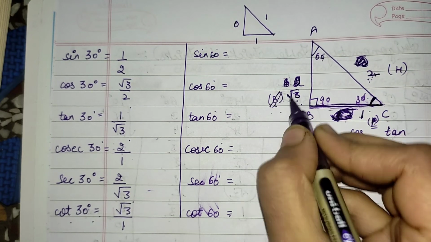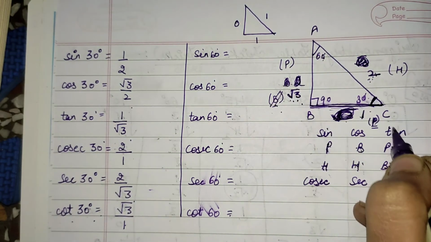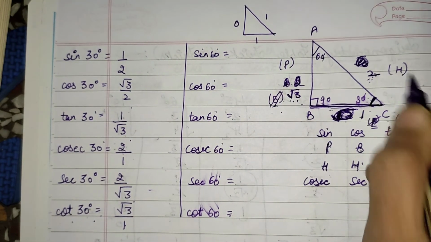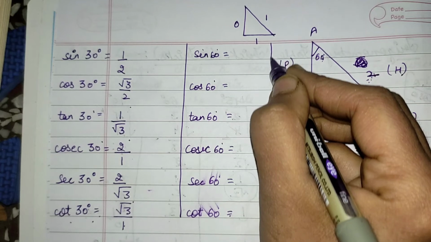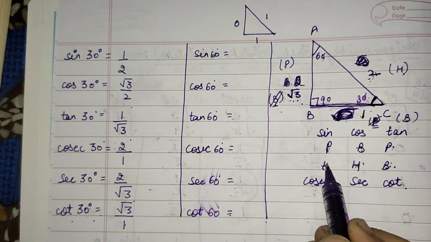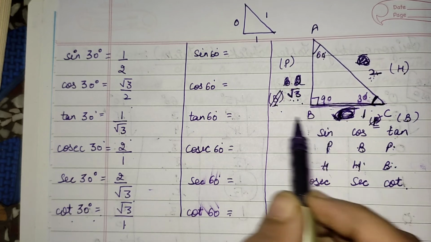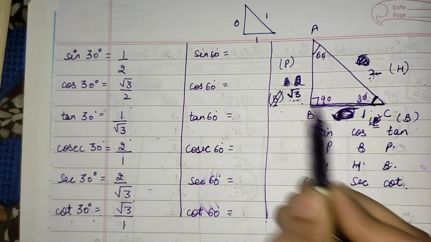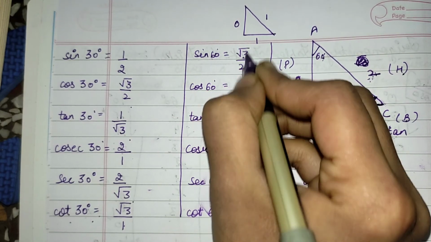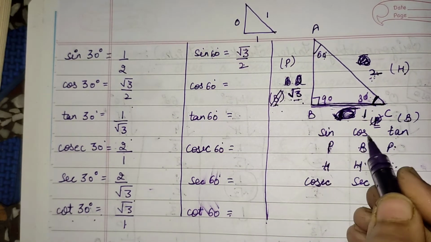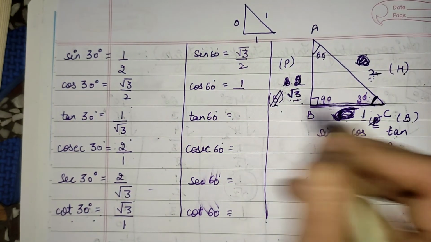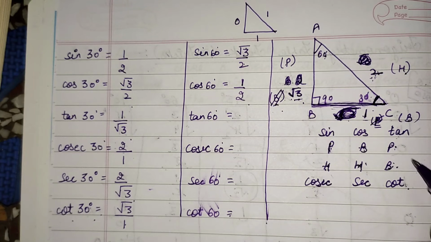Okay, now coming to sine 60. This time my perpendicular and base will get changed. This will be my perpendicular, this will be base and this will be my hypotenuse. Write down the values. Sine 60 is perpendicular by hypotenuse. Perpendicular is root 3 and hypotenuse is 2. So root 3 by 2. Cos 60 is base by hypotenuse. Base is my 1, hypotenuse is my 2.